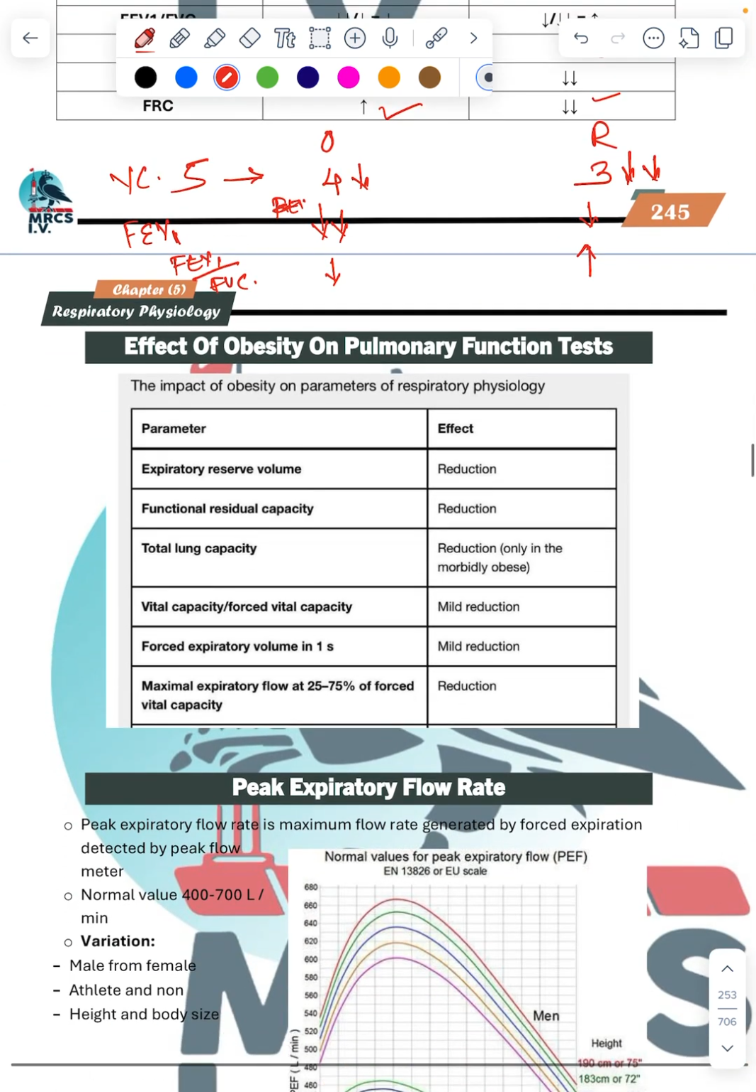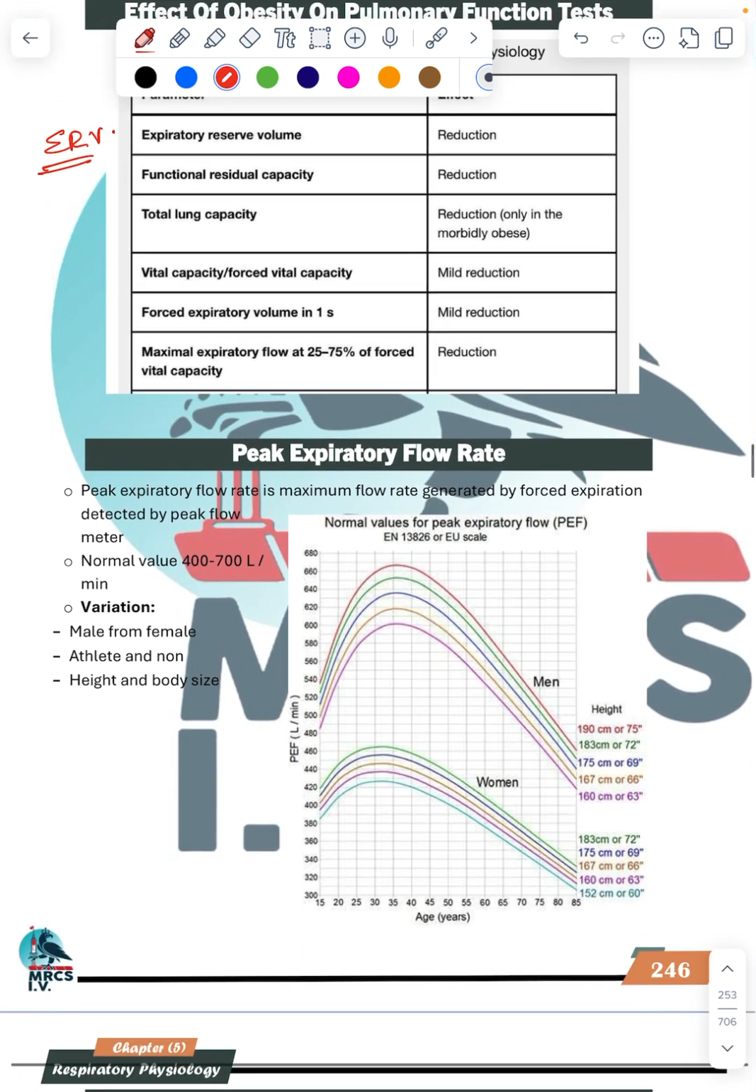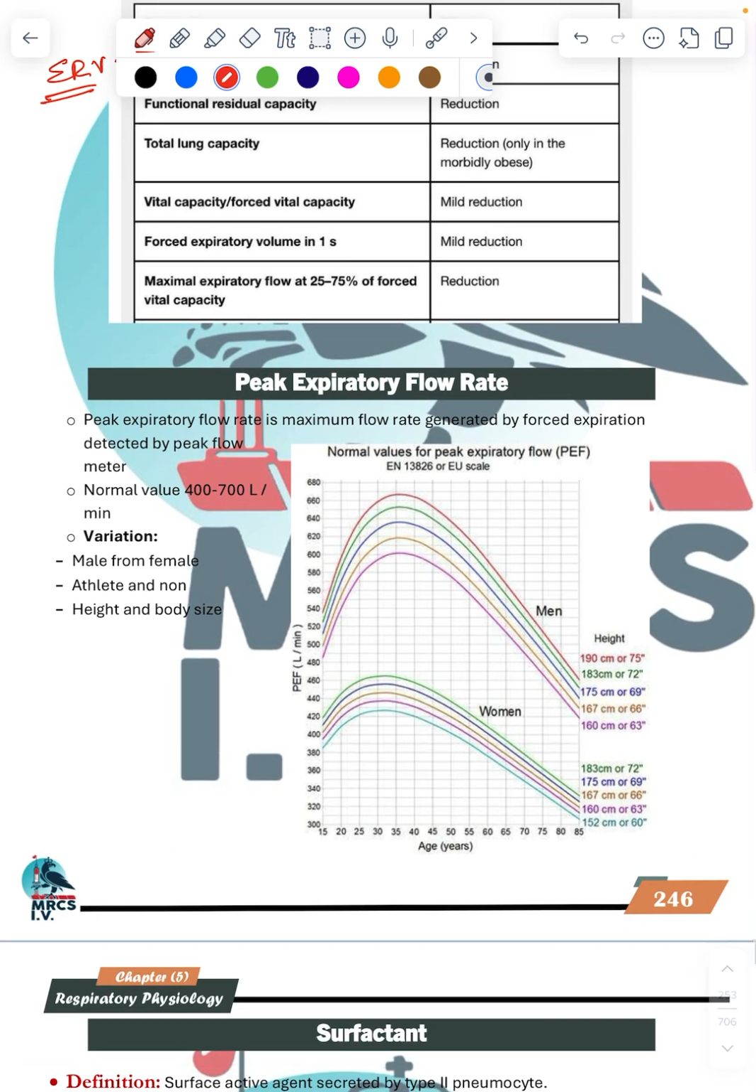So what are the effects of obesity on pulmonary function tests? Expiratory reserve volume will be reduced. There will be reduction in all the things. Functional residual capacity will reduce, total lung capacity will reduce, vital capacity will be reduced, forced expiratory volume in 1 second will reduce. Everything will be reduced. Peak expiratory flow rate, PEFR, is the maximum flow rate generated by forced expiration, detected by a peak flow meter. Normally, it is 400 to 700 liters per minute. It depends on males, females, athletes, and height of the body. In a taller person, PEFR will be more.